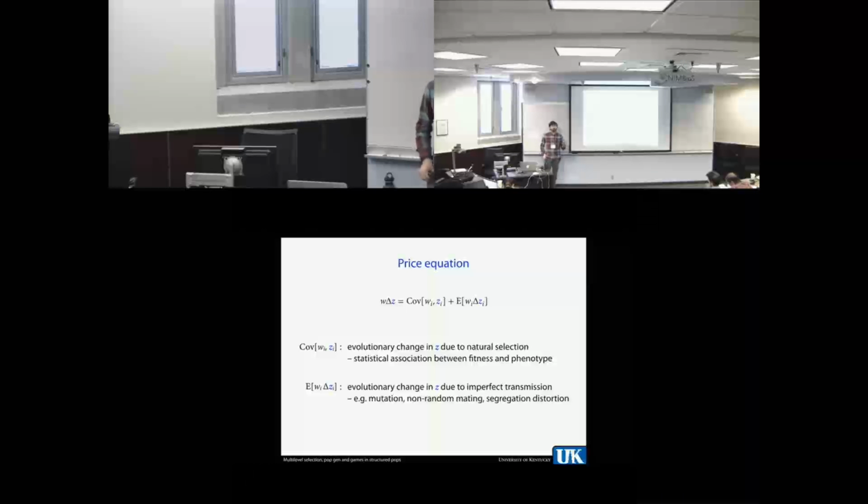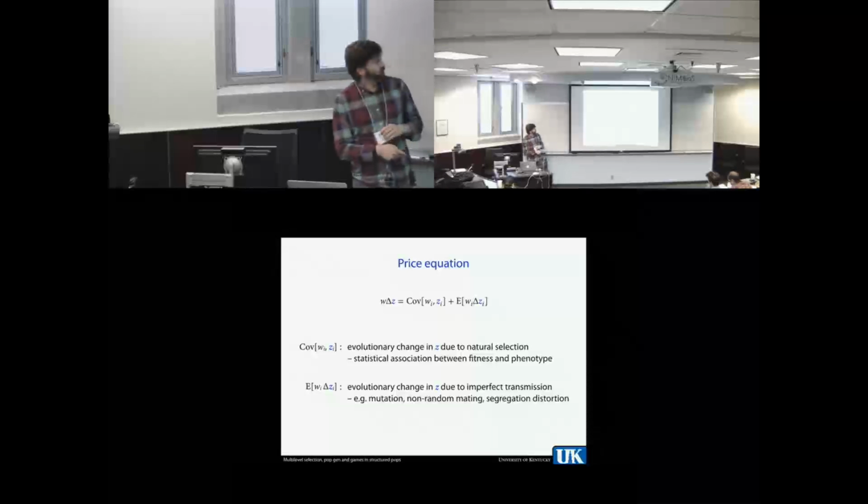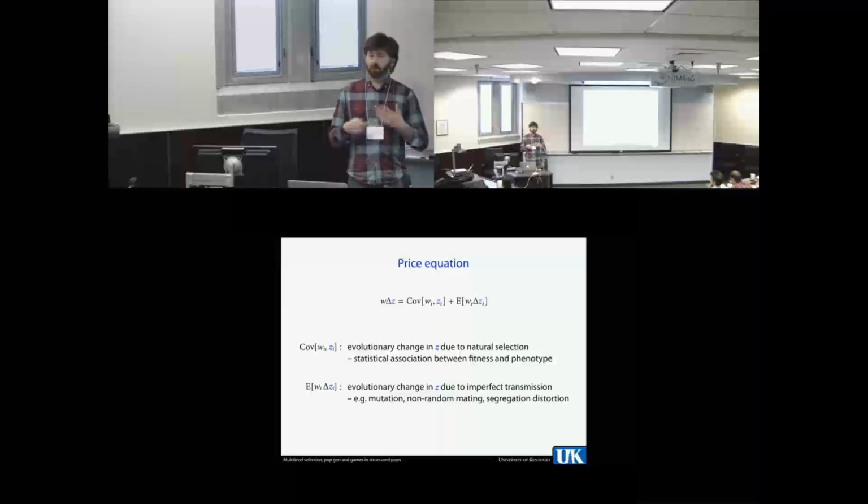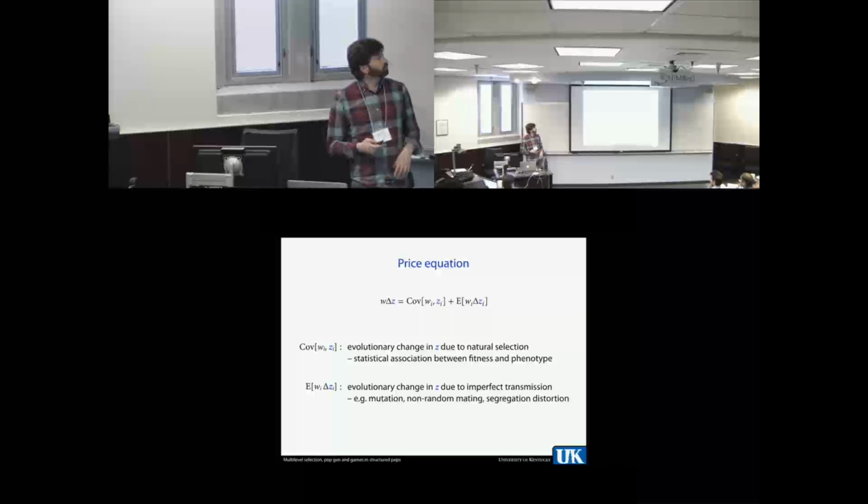That imperfect transmission could be because Z is mutating. The genes that underlie body size have a mutation in them going from the current time step to the next one. So this would capture any of those changes in transmission that aren't due to natural selection. So mutation, non-random mating, segregation distortion, migration, all these different effects would be thrown into that big bucket of the second term in the Price equation. Whereas the first one is really just the effect due to natural selection.